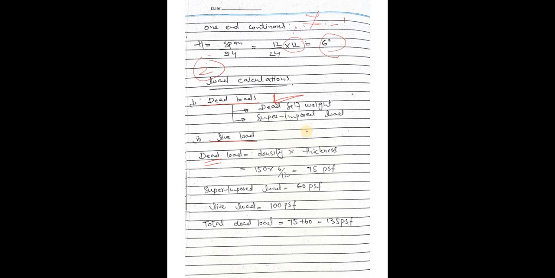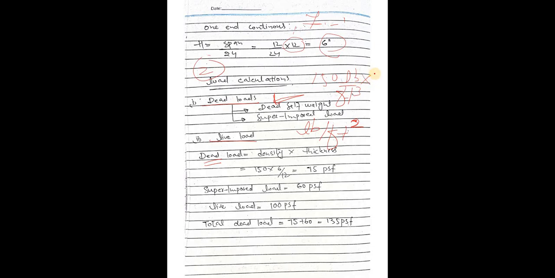One thing should be kept in mind: a slab always takes an area load. Area load means that the load is always taken in pounds per square foot. The density of concrete is 150 pounds per cubic foot, so you have to multiply it with one more dimension.